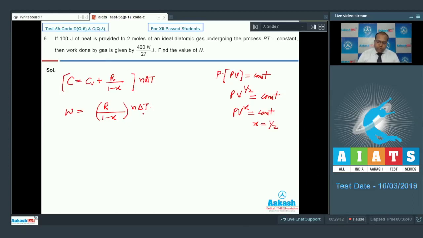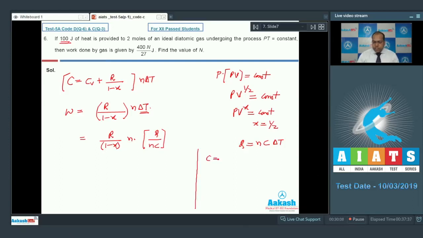Now I have to find out what is the value of this delta T. That can be written as R divided by 1 minus x into N, and the value of delta T can be written from the equation Q is equal to N into C into delta T. If I substitute, delta T can be written as Q by N into C. The value of Q is given in the question. Now I have to find out the value of C for this polytropic process.